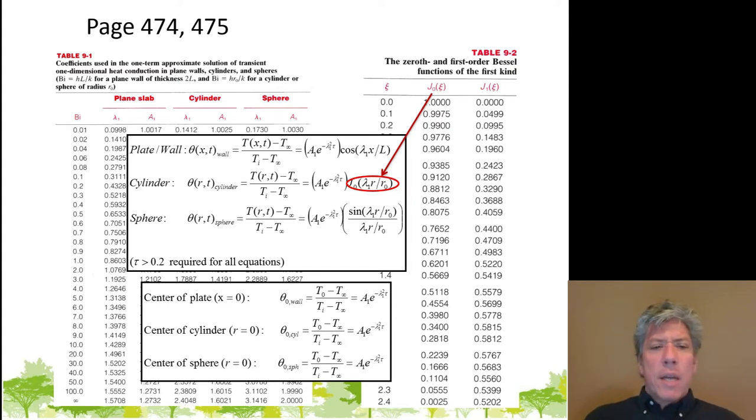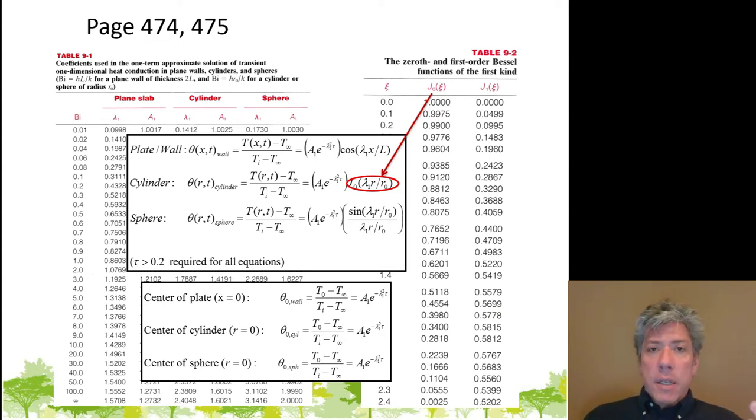Now, why am I saying lambda 1 is 1.1925? Why is it not 1.7887? That's another lambda 1 column. Well, because I said I was dealing with a plane wall or a plate or a slab. That's what that first section is. And you can read off A1 the same way. So if I care about a Bi number of 3 for whatever reason in a plane slab or a plate or a wall, I'm using that top equation, and I will also need A1 equal 1.2102.